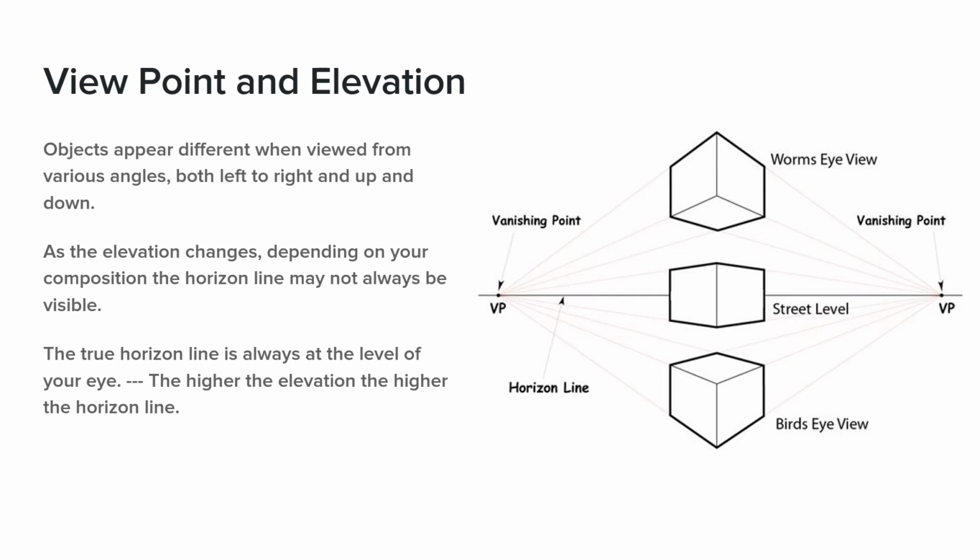The true horizon line is always at the level of your eye. The higher the elevation, the higher the horizon line. So I'm 5'4", so my horizon line at my eye level is going to be somewhat different from someone that's 6'2". Just where we see the horizon line is going to be different. So our elevation is different, and what we see of different objects is going to be different. So this box would look different to me than it would to someone who's taller than I am.